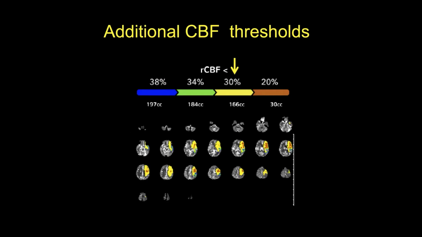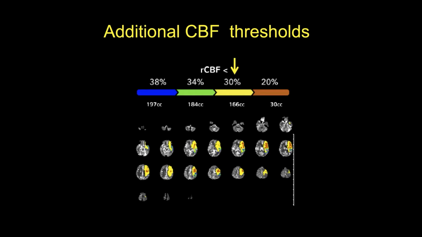What about the additional CBF thresholds? Remember what we said, 30% is what we use because that was used in the trials. But the software is also giving you 38%, 34%, 20%. And I will highlight some of the examples where these additional thresholds can help in problem solving.